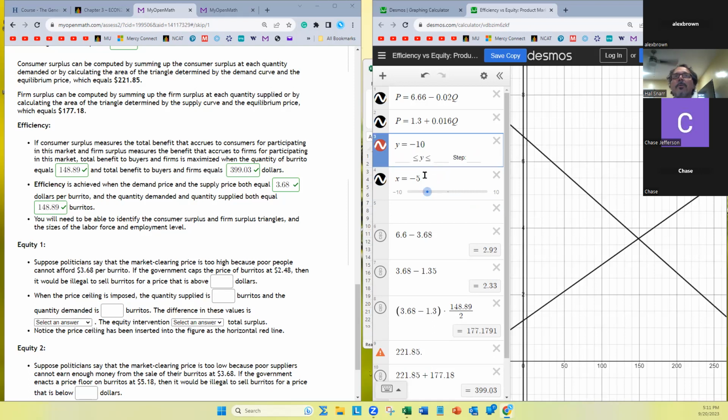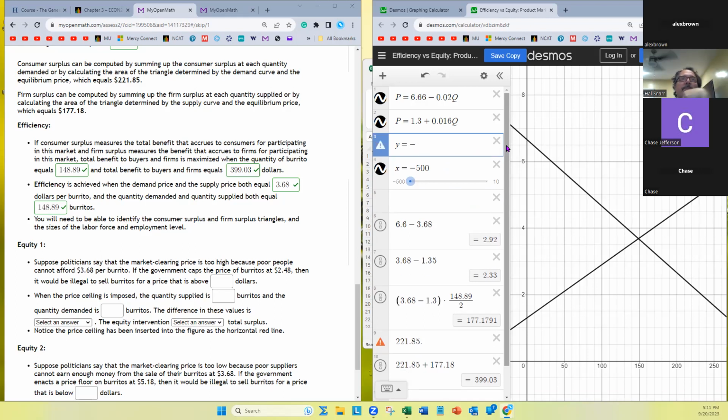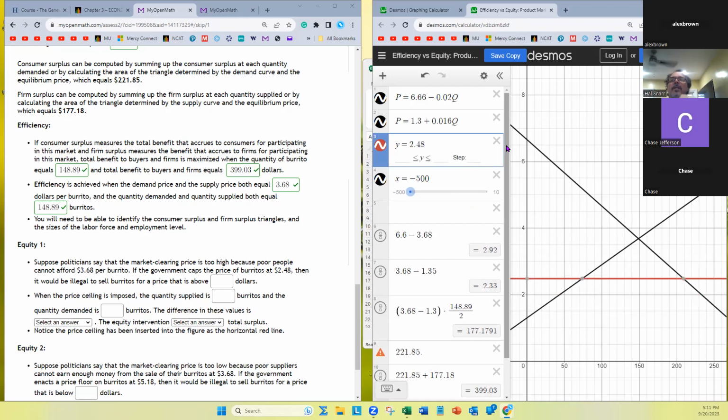Maybe I'll make it X equal -500. There it goes. Now it's disappeared. Now here, the government caps the price at $2.48. Your cap is going to be different than my cap. I'm going to set Y equal 2.48. You see that?